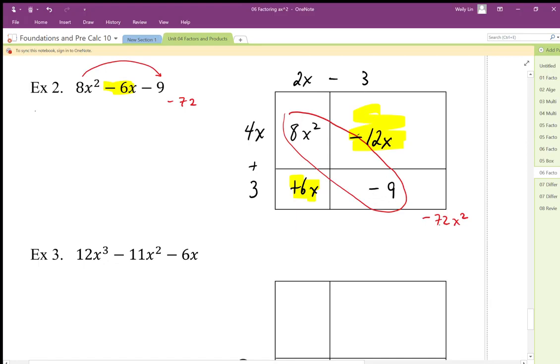So now we have the factored form. We have our length and width: 2x minus 3, 4x plus 3 is our factored form of that.